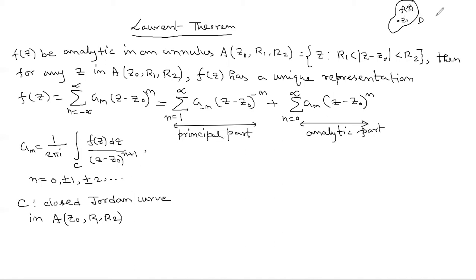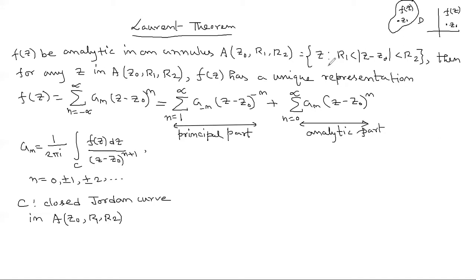Now, if we have the function f(z) which is not analytic at some point z0, or which is not defined at the point z0, then also we can get some expansion of the function f(z) about the point z0. But in this case, we'll get Laurent series expansion. So let us go to the theorem.